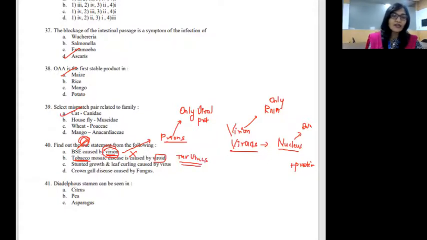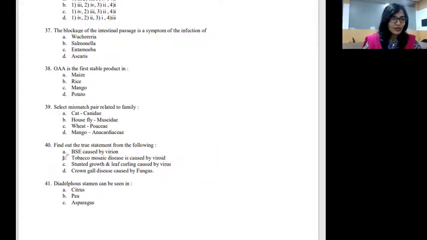Viroids are going to be what? Only RNA, and that's not the case here. Stunted growth and curling of leaves is caused by viroids. Yes, this is correct. Crown gall disease is caused by fungus? No, it is caused by bacteria, so this is a wrong statement. So you can choose only option C. The answer is option C.